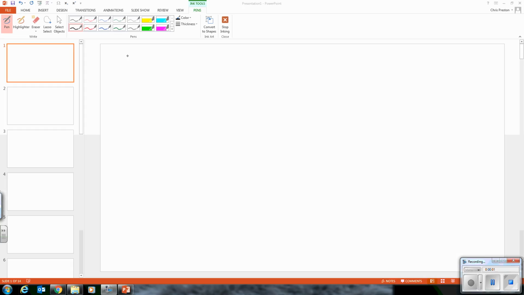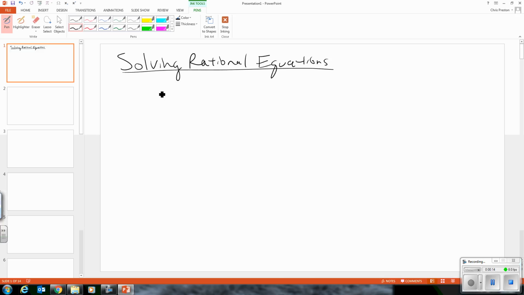Let's look at solving rational equations. So what do we mean by a rational equation? Well, it's an equation that has fractional expressions in it. So let's say we have x over x minus 3 plus 4 over x minus 4 equals x over x minus 4.